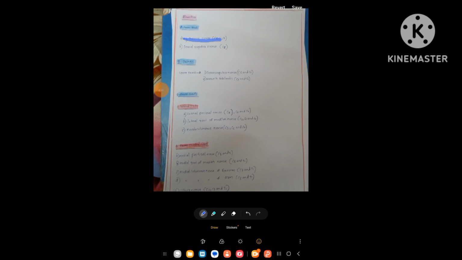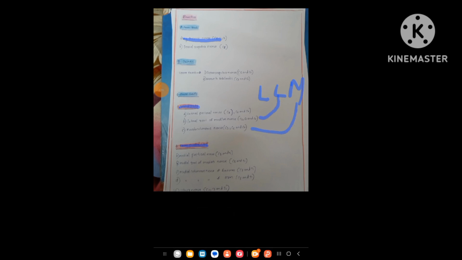From cords there are three cords. There is lateral cord, medial cord and posterior cord. From the lateral cord there are three branches which have a mnemonic, which is LLM. This is the mnemonic for lateral cord. L for lateral pectoral nerve, next L for the lateral root of median nerve and the M for musculocutaneous nerve.